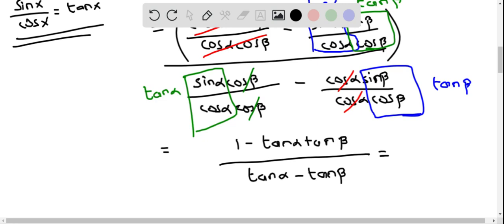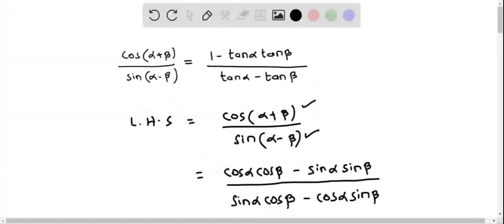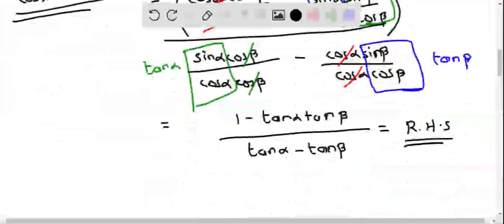and according to the given equation, this is the right-hand side expression. So therefore, we see that the left side expression equals the right side expression, and this means this equation is a trigonometric identity.